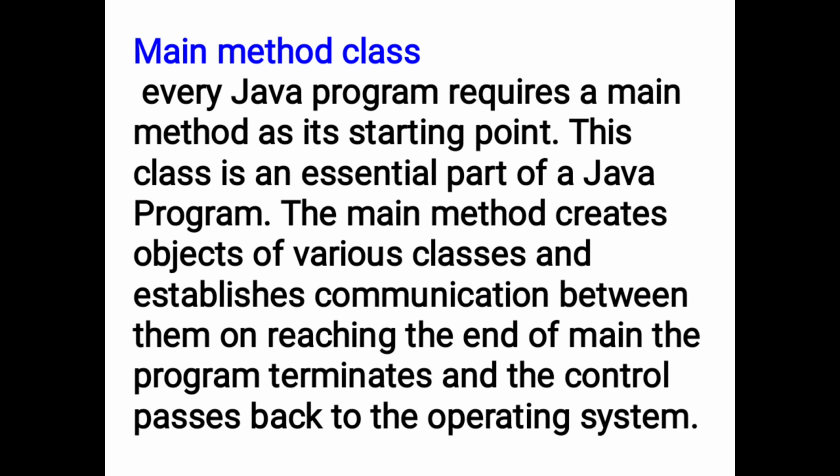Next one is the main method. Every Java program requires a main method as it's the starting point. This class is an essential part of a Java program. The main method creates objects of various classes and establishes communication between them. On reaching the end of the main method, the program terminates and the control passes back to the operating system.